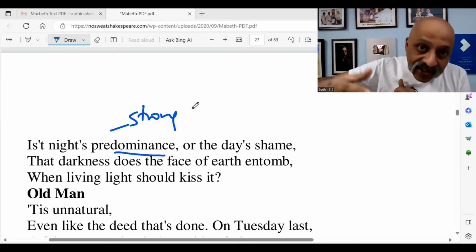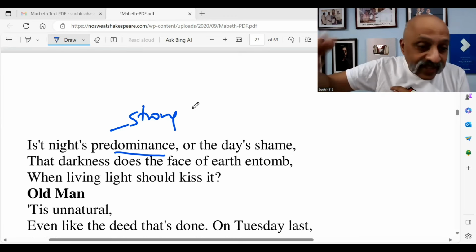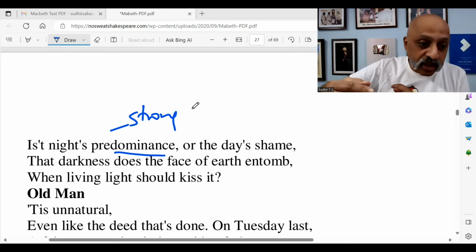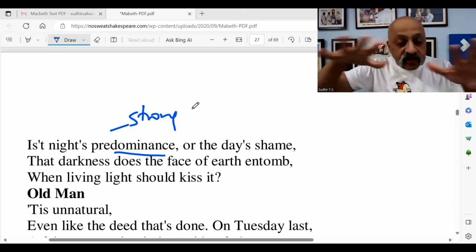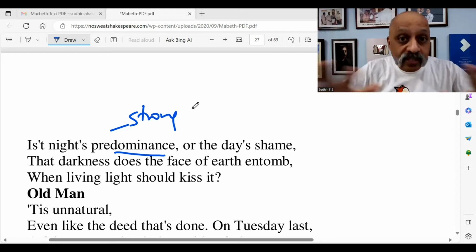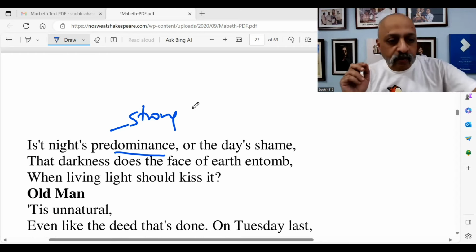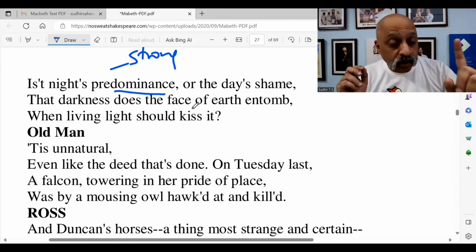Is it because that the night is so strong, or night's predominance, or the day is hiding its face in shame that darkness is covering the earth like a tomb at a time when light should actually kiss it, because it is daytime, but it is extremely overcast at this point in time. Old man says, it is unnatural. Ye natural cheez nahi ho rahi hai.